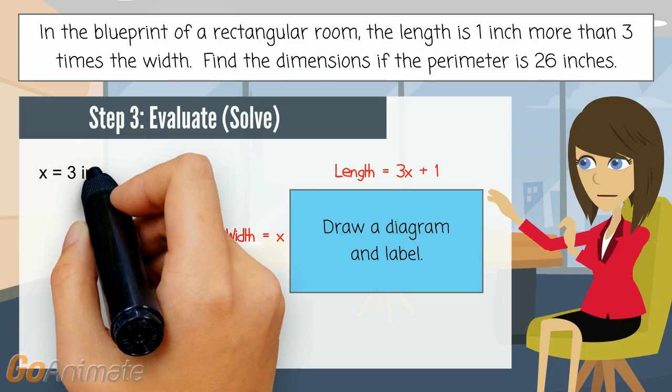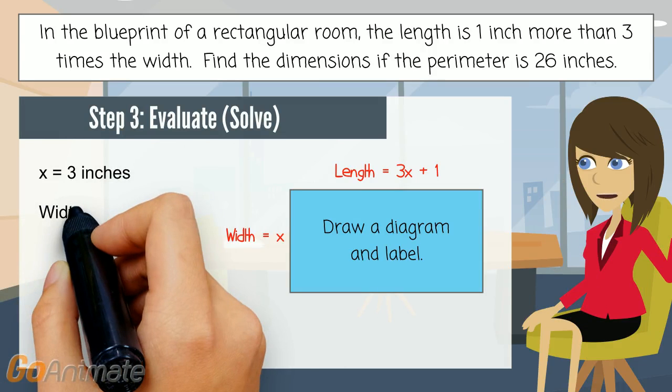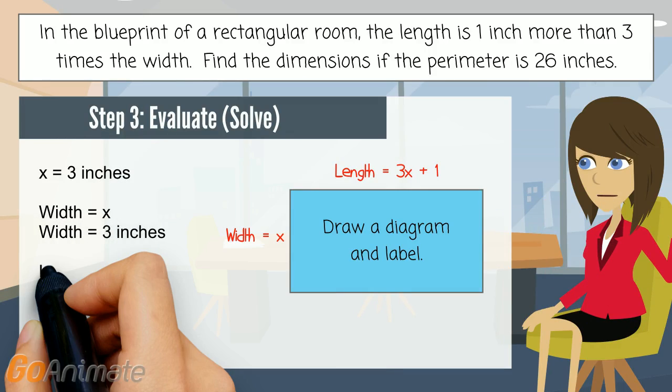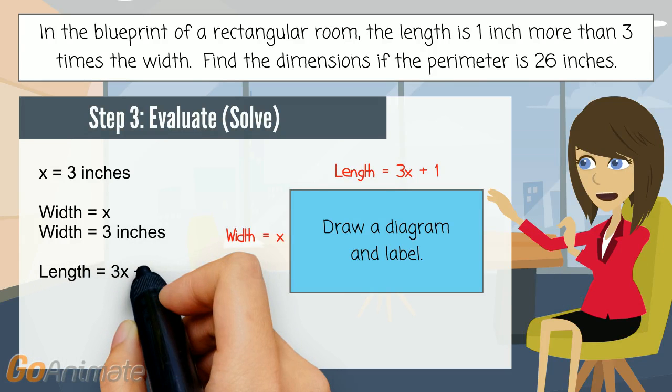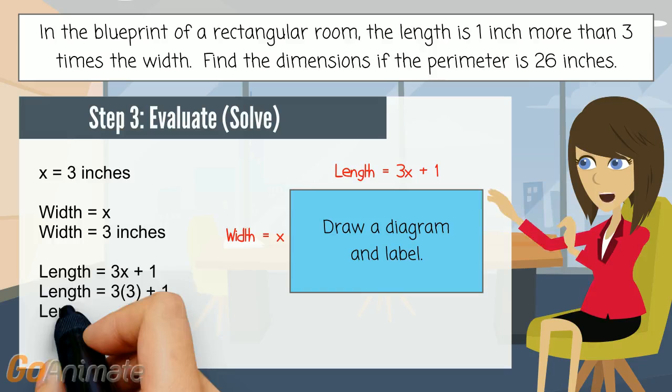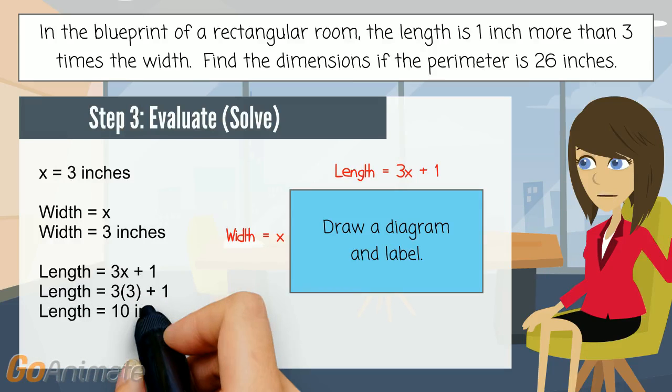One more step. We did find x, but we need to find the length and the width. So we have to plug x back into the length and the width formula. The width is x, so the width is 3 inches. The length is 3x plus 1, so the length when we plug in x is going to be 10 inches.